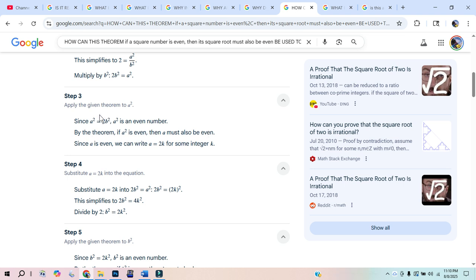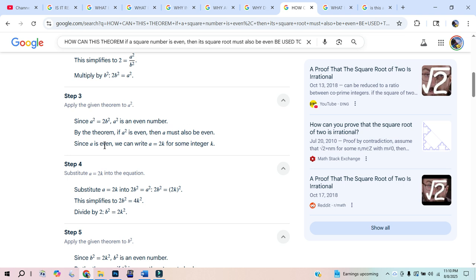Cool. And then this says that a squared has to be even. Well, it doesn't even matter, b can be an odd number. Let's say it's 7, and we square it to get 49, which is also odd. But we're going to take that odd number and multiply by 2. So as long as this is an integer that we're multiplying by 2, then a squared has to be even. And so, by the theorem that a squared is even, a must also be even.